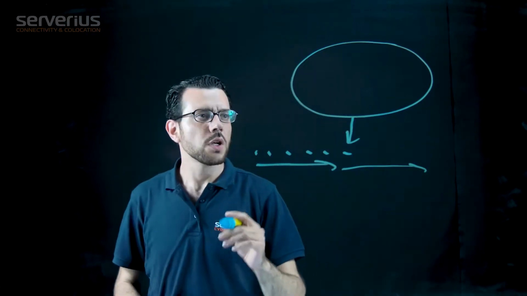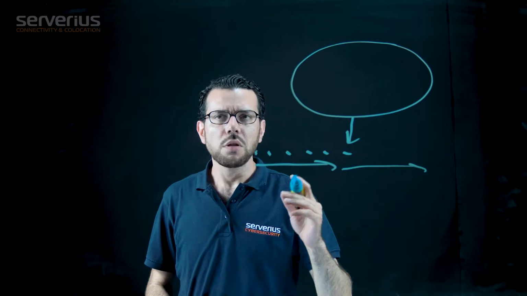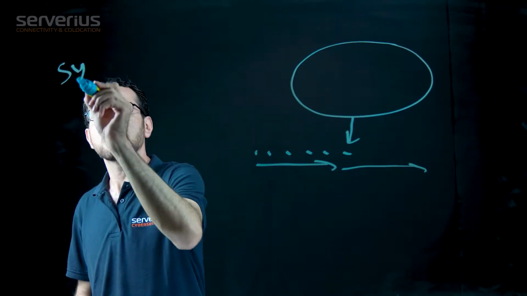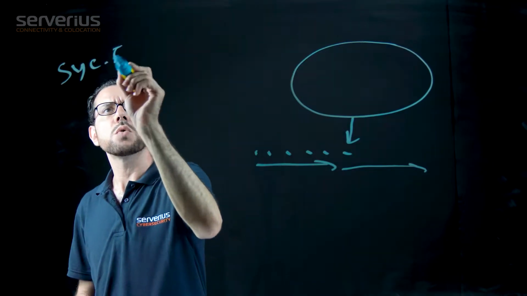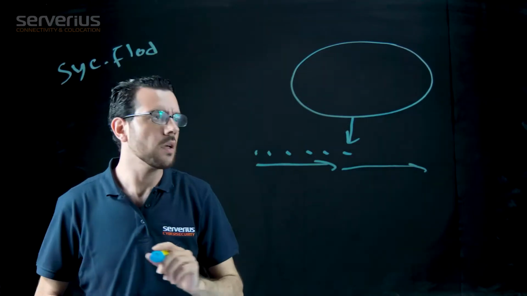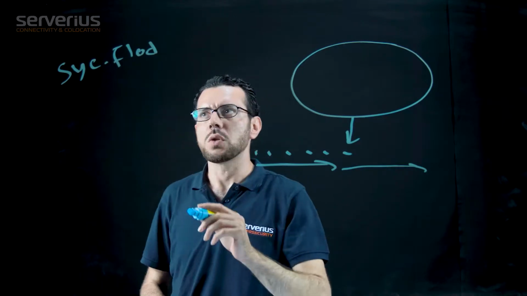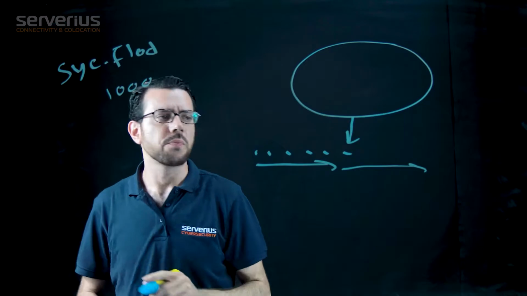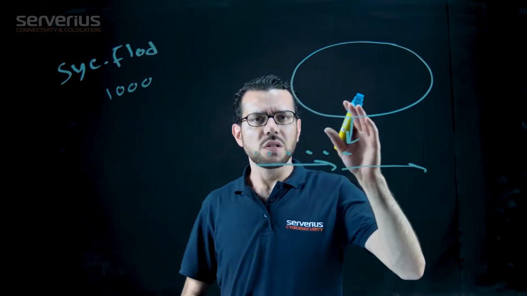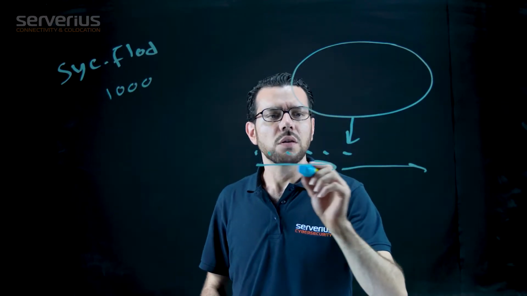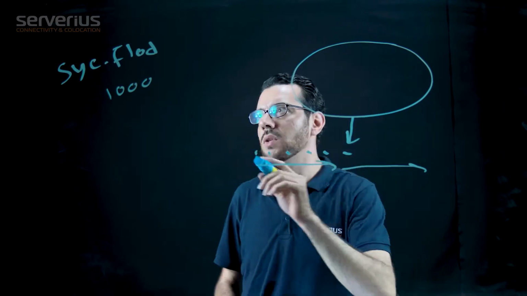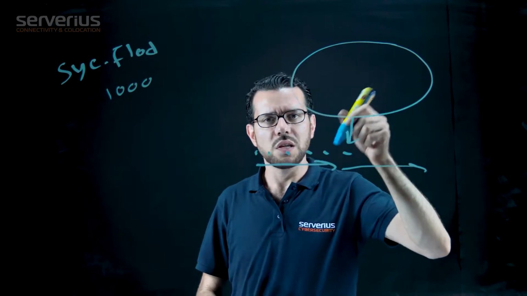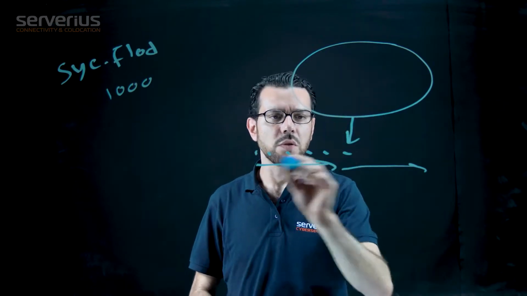For example, when you enable a defense against SYN flood attack, you have to define a threshold. For example, you have defined 1000 packets per second. Now, the system will start collecting statistics about SYN packets. So it will count how many SYN packets per second it receives.